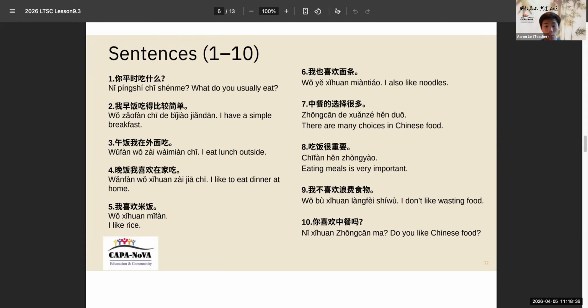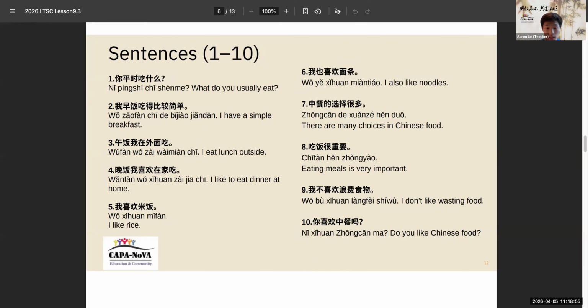Number 9, 我不喜欢浪费食物, which means I don't like wasting food.